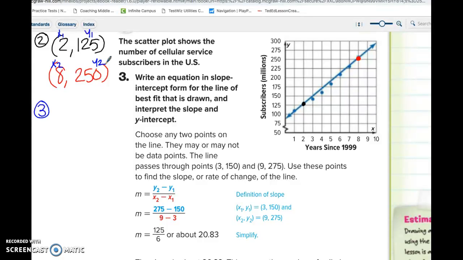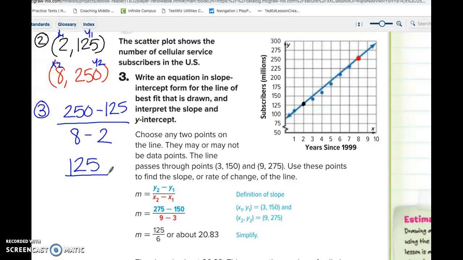Y2 is what? Y2 is 250, minus y1, 125, over x2, which is 8, minus x1, which is 2. Okay, now I just need to solve it out. 250 minus 125 is 125. 8 minus 2 is 6.